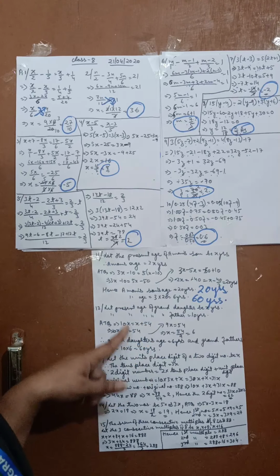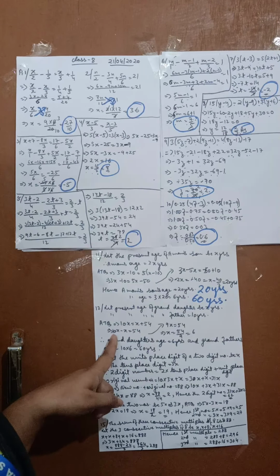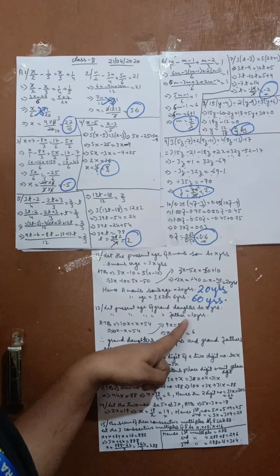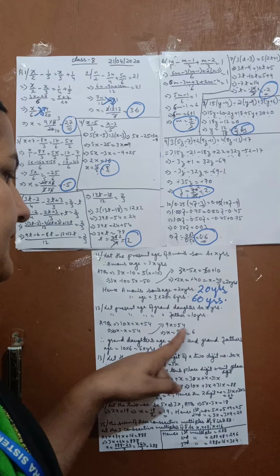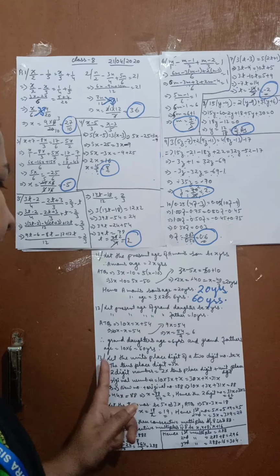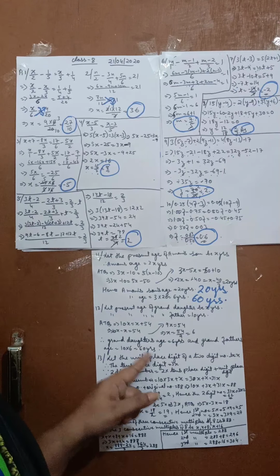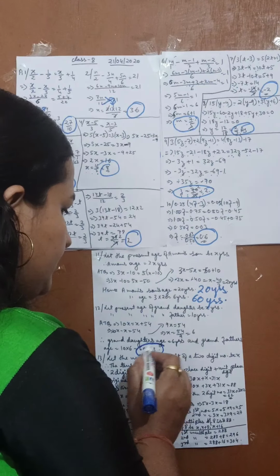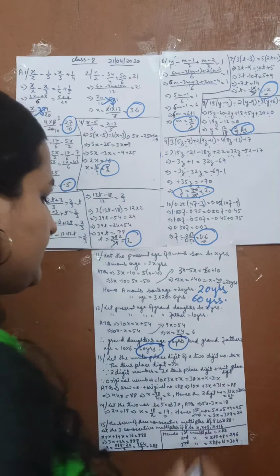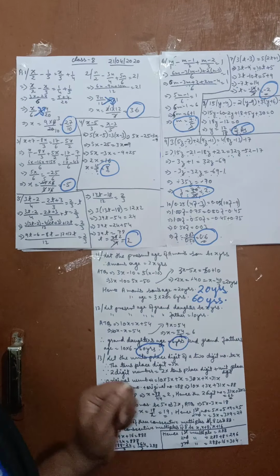So we are keeping the x values together. 10x minus x is equal to 54. That means 10x minus x, which is 9x, is equal to 54. Therefore the value of x is 6. So the granddaughter's age is 6 years and the grandfather's age is 10 into 6, which is 60 years. So the answer is 6 years and 60 years. Granddaughter's age is 6 years and grandfather's age is 60 years.